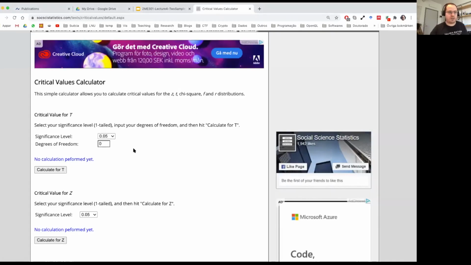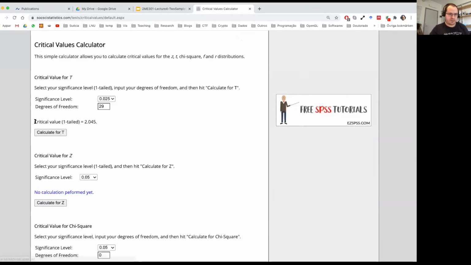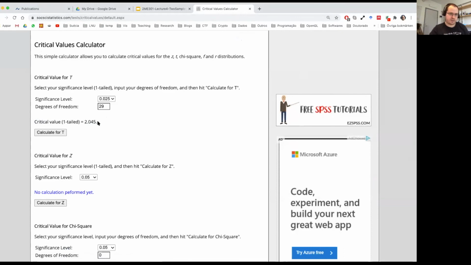And that's why I will come here and I will say, actually, my significance level is 0.025, which means 2.5%. And then it asks me for the degrees of freedom. So let's think about this example where I had two samples, one of 30 and the other of 40, right? I say my degrees of freedom are 29 because my smallest sample is 30 minus 1, 29. And then I calculate for T.